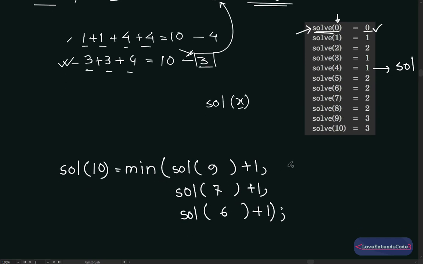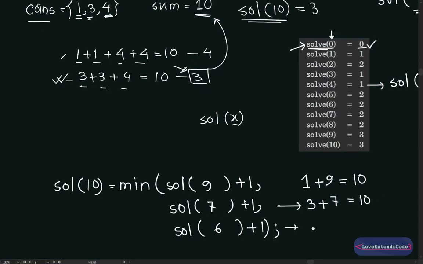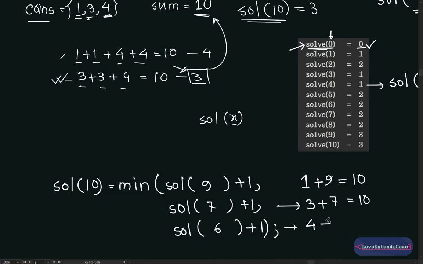So what does it really mean? All it means is if I take the first coin, let's say 1, then I need only 9 to make the sum 10. This line means if I take the second coin, then I only need 7 to make 10, and the last one means if I take the last coin 4, then I only need 6 to make the sum 10. So solve(10) is going to be the minimum of all these 3 cases.